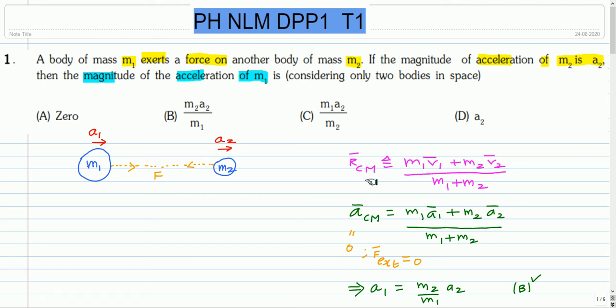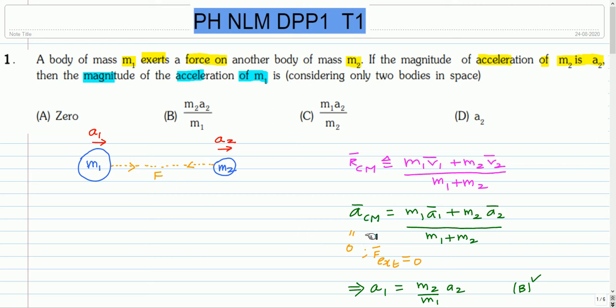If we differentiate this on both sides with respect to time twice, we get acceleration of center of mass as (m1a1 plus m2a2) divided by (m1 plus m2). When there is no external force acting on the system of m1 and m2 as a whole, then the acceleration of center of mass will be 0. This force F is an internal force, not an external force.